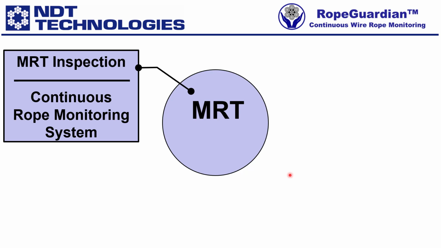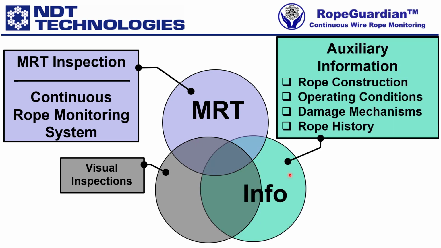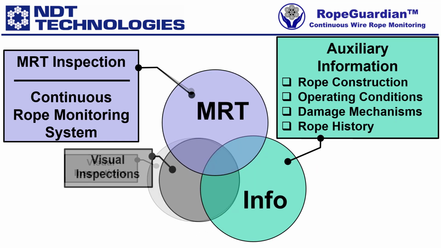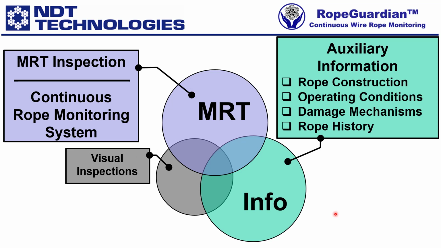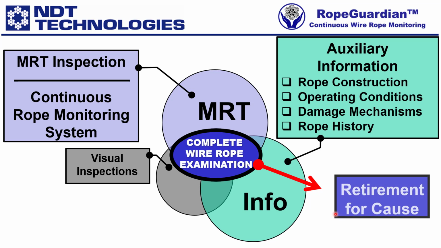Let's look at the MRT inspection for a continuous rope monitoring system. There are intersections with visual inspections which could capture the same criteria, and there's auxiliary information such as rope construction, operating conditions, damage mechanisms, and rope history. As discussed previously, we believe visual inspections are important, but may not represent the true condition of the rope. The intersection of these three represents a complete wire rope examination, which can be the basis of retirement for cause.